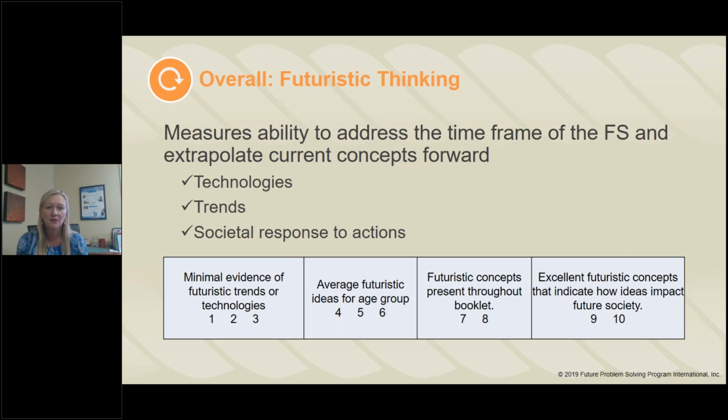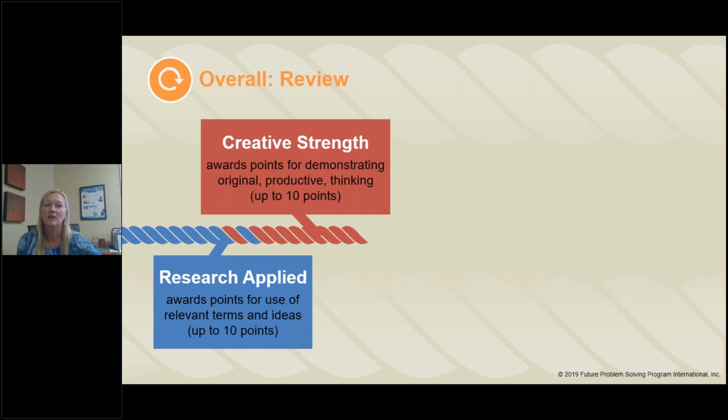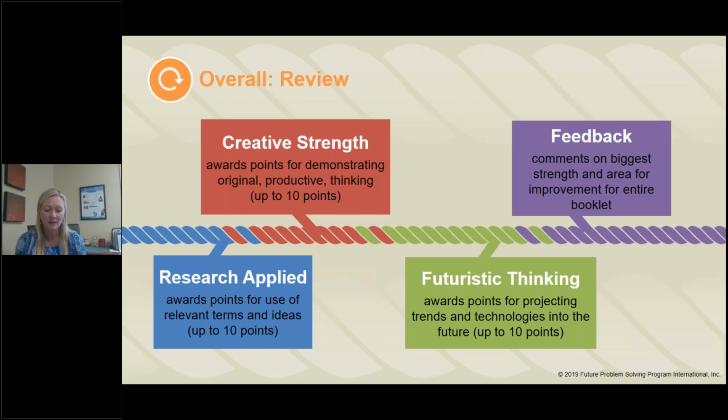So as a review on overall, we look for the research that's applied, up to 10 points there. We look for the creative strength, up to 10 points there. We look for futuristic thinking, up to 10 points there. And we want to provide, again, feedback on their strengths and on their improvements that can be made.